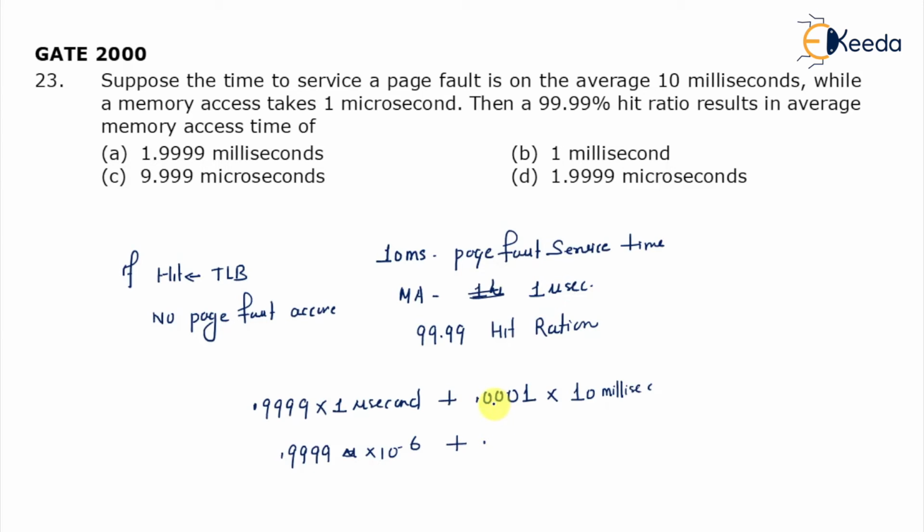This will become 0.001, and again I multiply one more time by 10 to the power 3 and write minus 6 here. So 0.9999 into 10 to the power minus 6 plus 1.0 into 10 to the power minus 6 becomes 1.9999 microsecond.